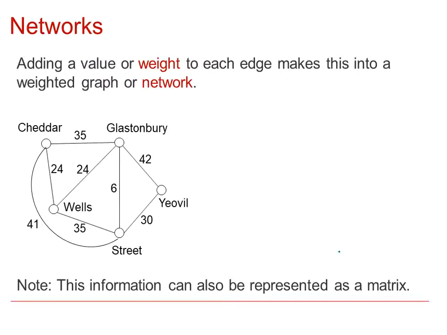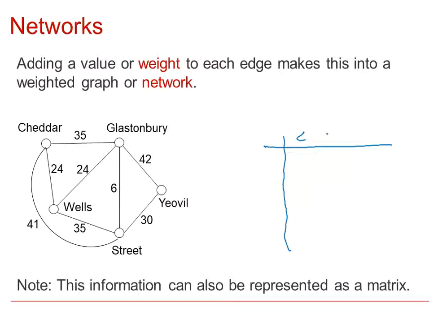If we add a value or a weight to each of the edges, this makes it into a weighted graph or a network. So we're now looking at a weighted graph, or you can call it a network, where the weighted edges represent the distances for the direct bus routes between the available towns. And we could represent this as a matrix. So you could turn it into a matrix.